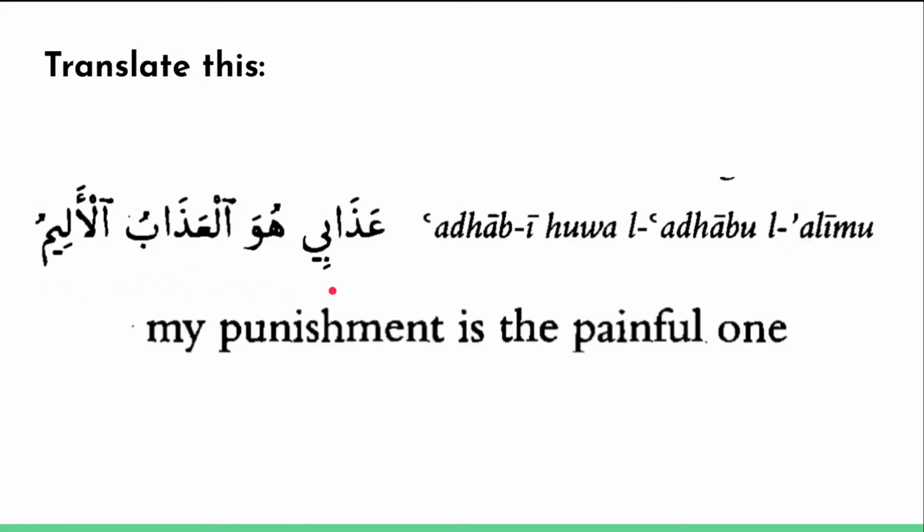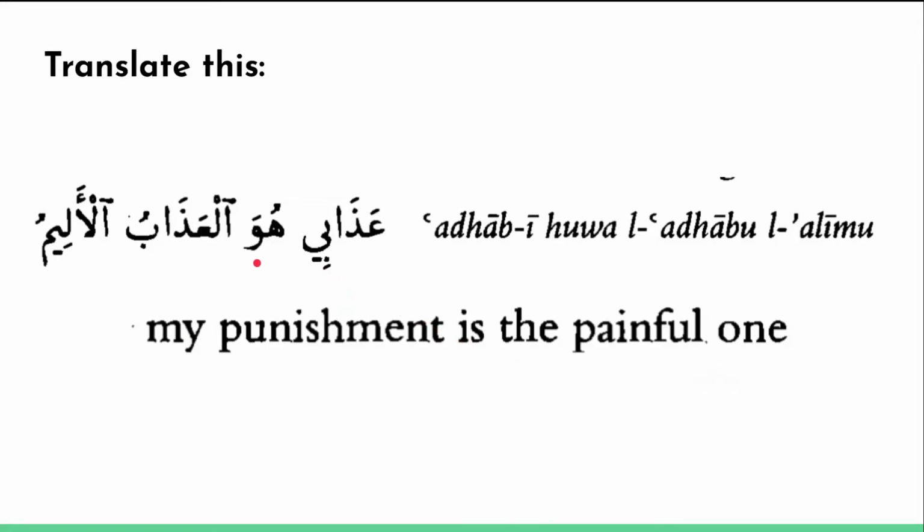So عذابي is my punishment, is the painful punishment. Okay? My punishment is the painful punishment. And because this predicate is definite, I need a pronoun of separation. عذابي هو العذاب الأليم. My punishment is the painful punishment, or my punishment is the painful one. You could translate that. Okay?